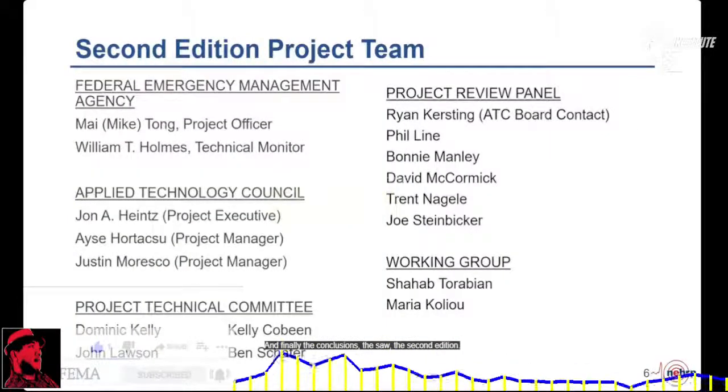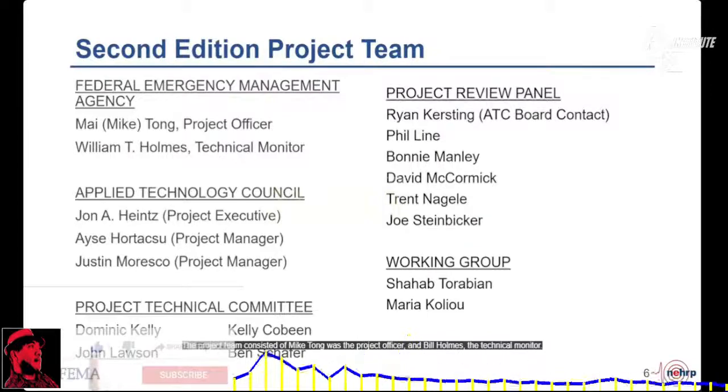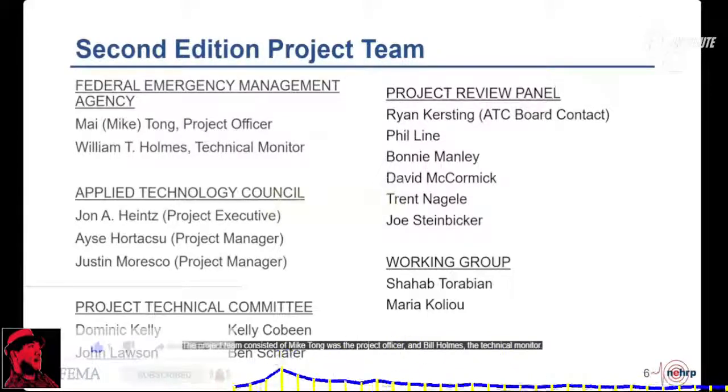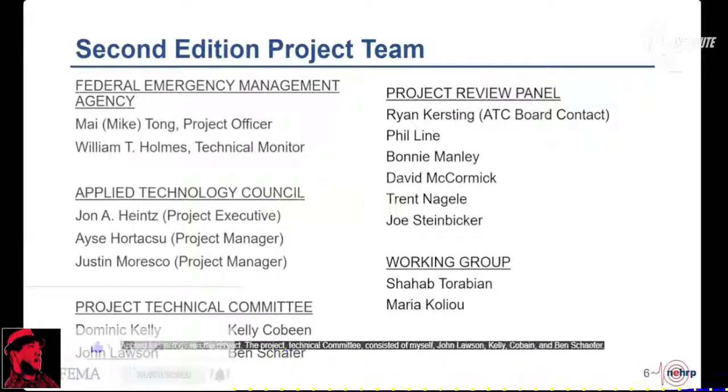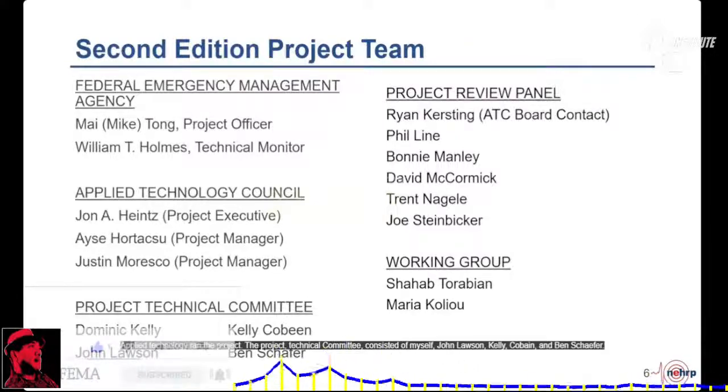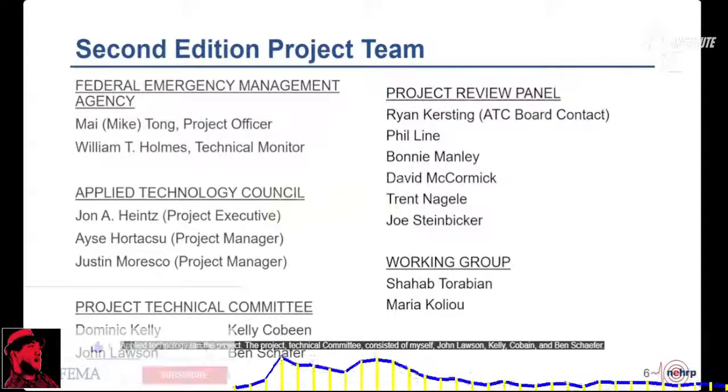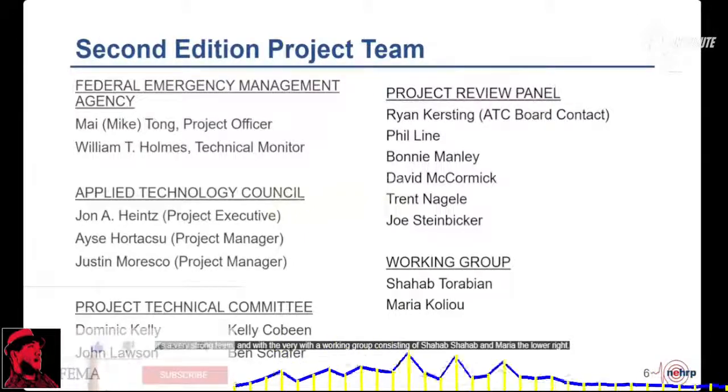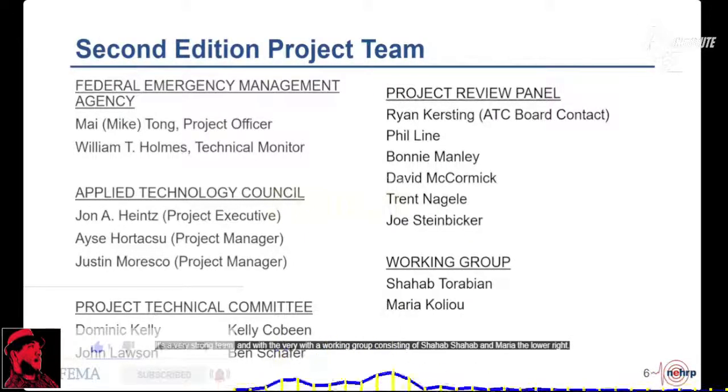For the second edition, the project team consisted of Mike Tong as the project officer and Bill Holmes as the technical monitor. Applied Technology Council ran the project. The project technical committee consisted of myself, John Lawson, Kelly Cobeen, and Ben Schafer. It's a very strong team, with a working group consisting of Shahab and Maria, in the lower right.